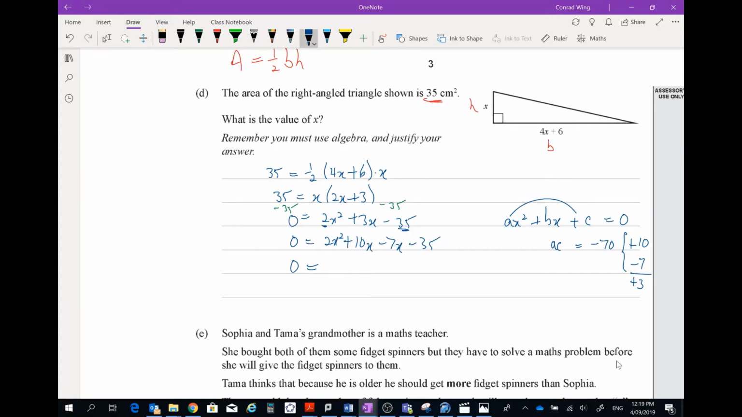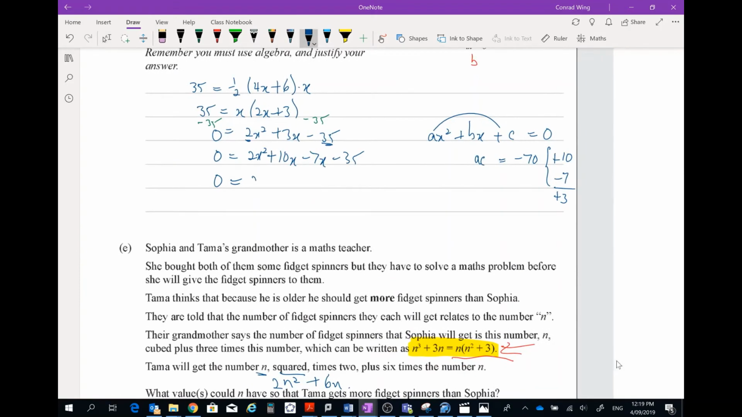By pairing, I'll take out the common 2x from the first two terms. I'll get x plus 5, and I'll take out -7, and I'll get x plus 5. So the common bracket is x plus 5, and the other factor is 2x minus 7. When we solve for this, x could be equal to -5, or 2x is 7, so x is 3.5.